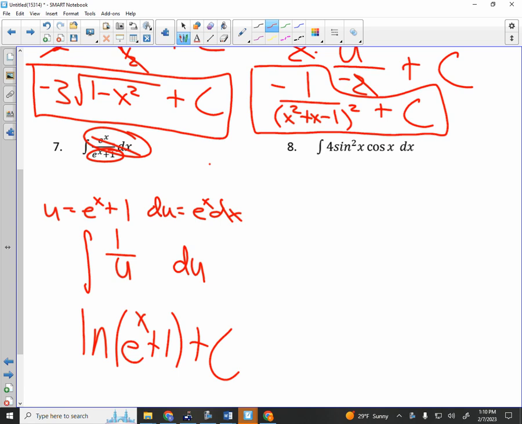Okay, last one. You choose for the next one. Should u be equal to sine or should u be equal to cosine? Have a conversation with the person next to you. Go.